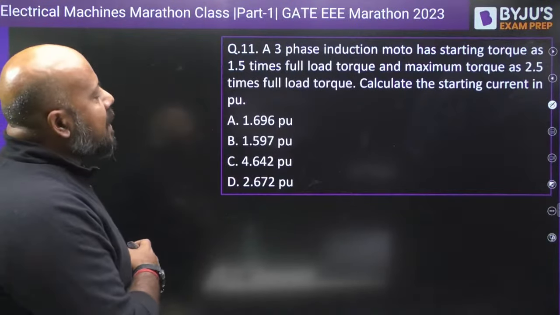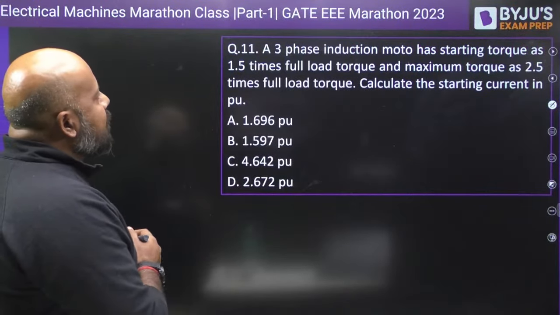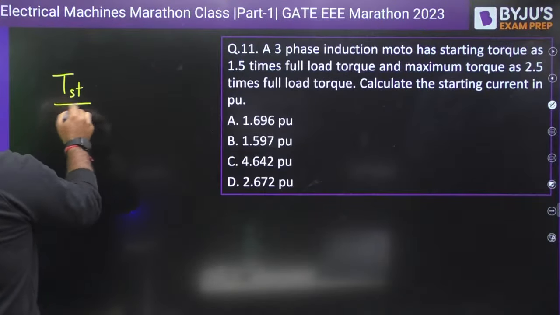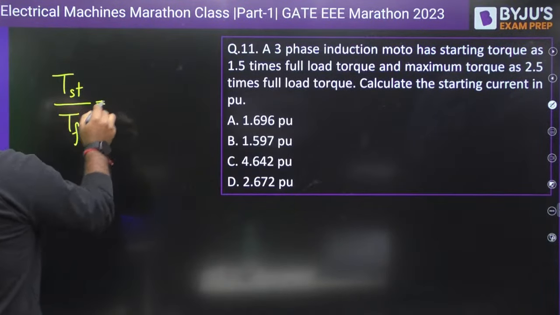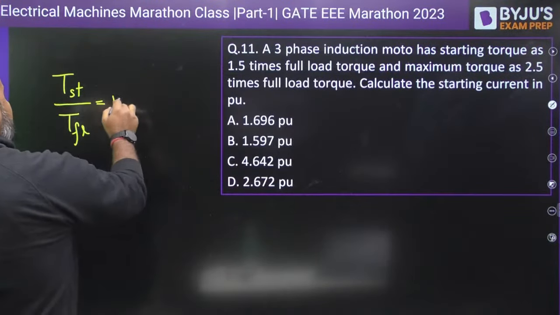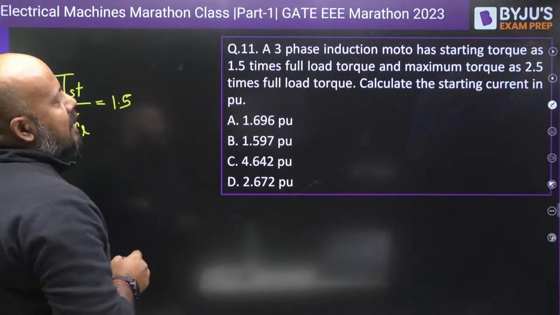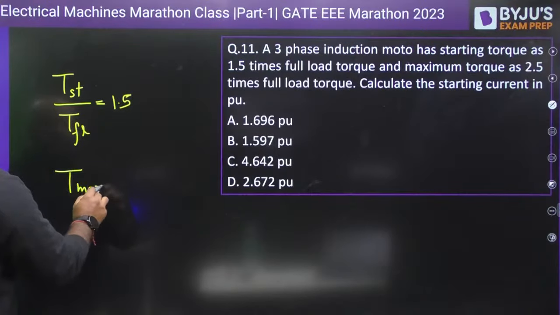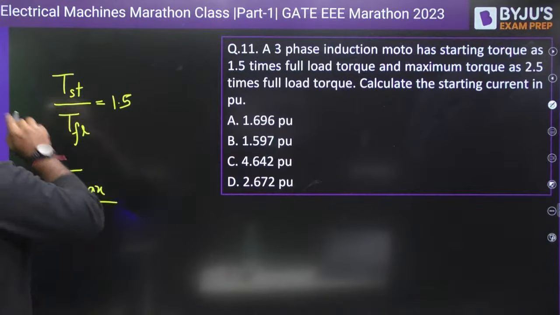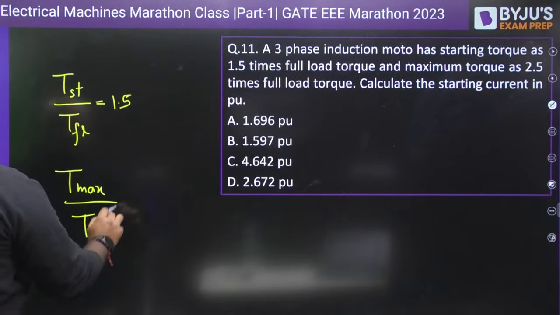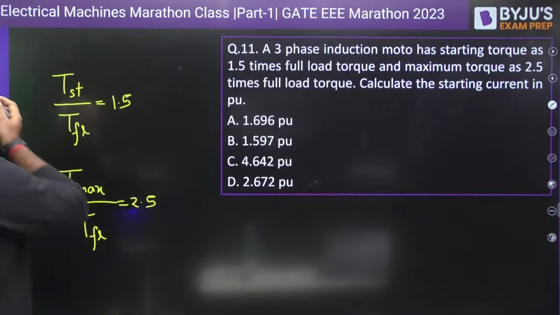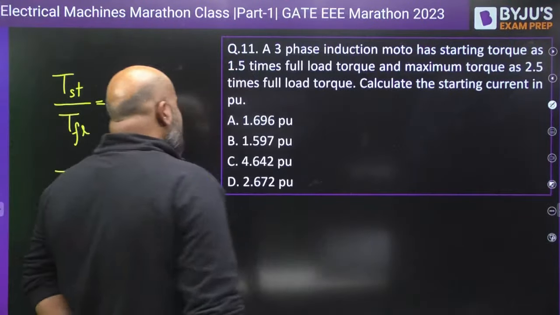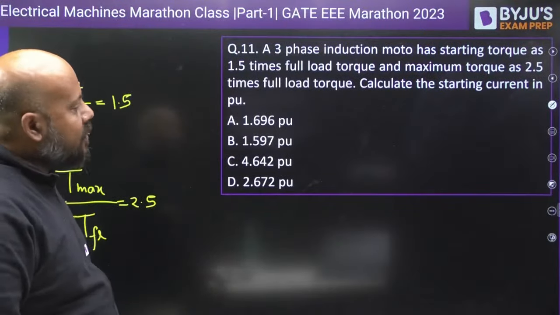A three-phase induction motor has a starting torque of 1.5 times the full load torque, and a maximum torque of 2.5 times the full load torque. He is saying calculate the starting current in per unit.